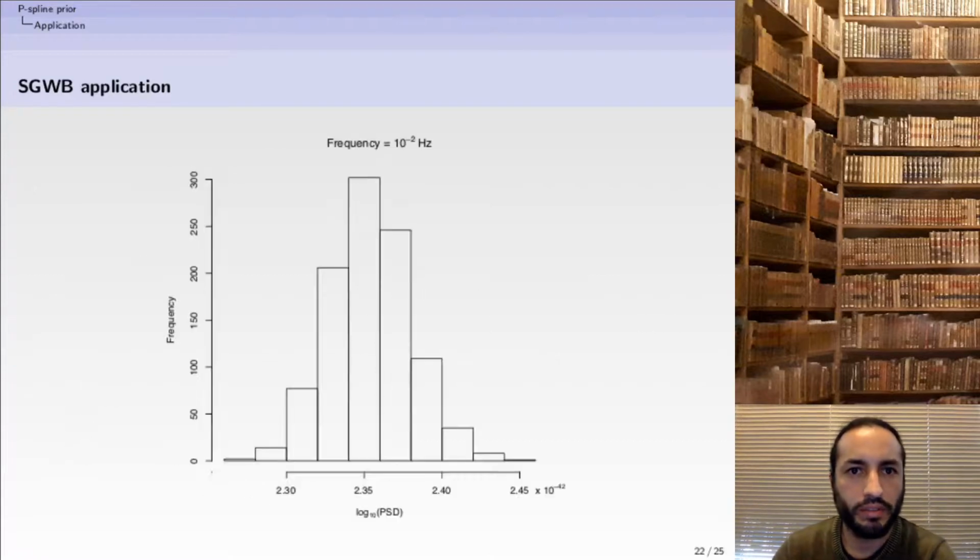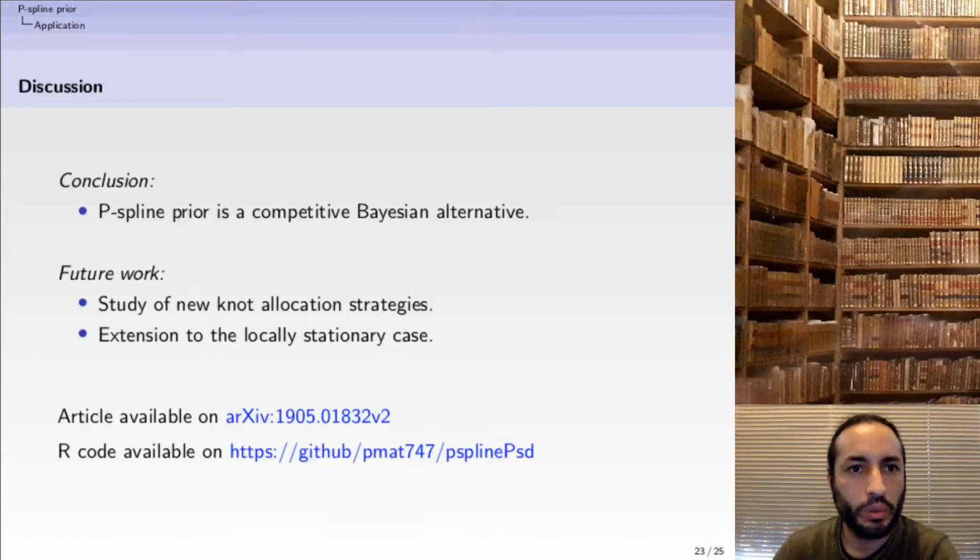An important advantage of Bayesian methods is that we can get the whole distribution of the PSD at any frequency. For instance, this plot shows the distribution of the log PSD at frequency 10 to the minus 2 Hz. From this posterior distribution, we can estimate any characteristic of the PSD function at this particular frequency. As a conclusion, the P-spline prior is a quite flexible and competitive Bayesian method to estimate the PSD function. Part of our future work includes studying new knot allocation schemes, which have the potential of improving the performance dramatically, and the extension of the P-spline prior to the locally stationary case, which is a more realistic assumption.